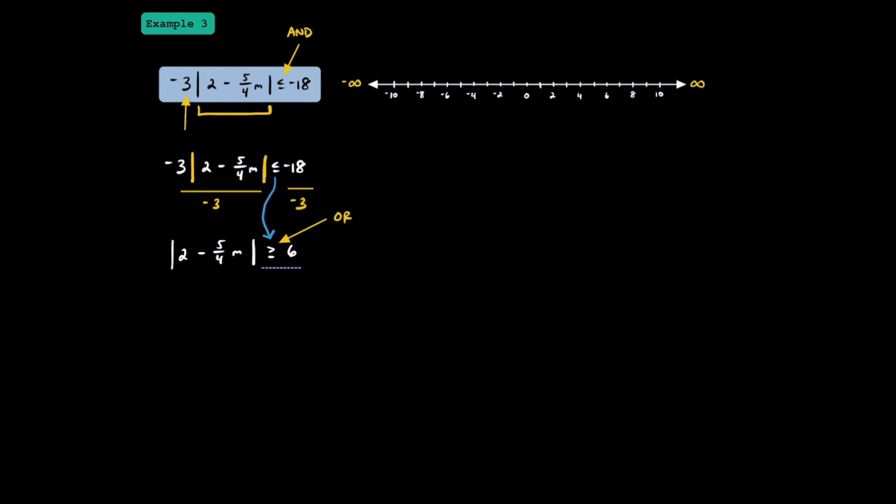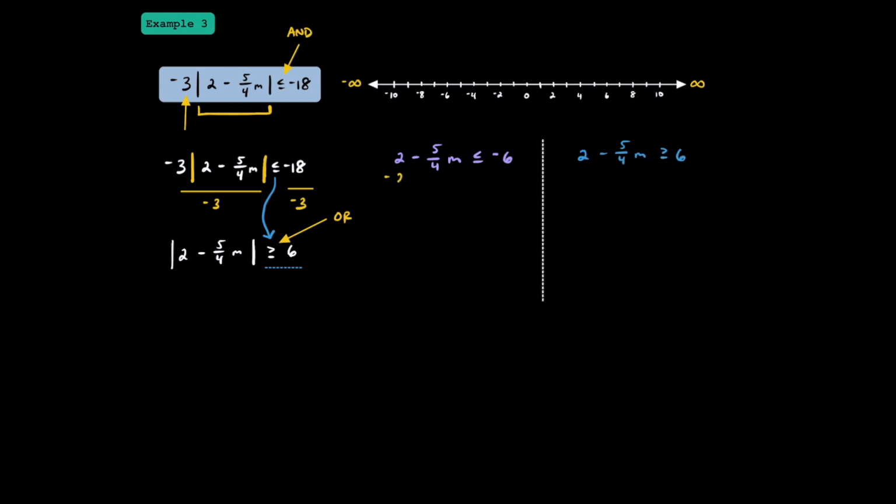Since we have to be at least 6 units away from 0, on the negative side of the number line, we can say that 2 minus 5 over 4m is less than or equal to negative 6. And to be greater than or equal to 6 units away on the positive side of the number line, we can say that 2 minus 5 over 4m is greater than or equal to positive 6.